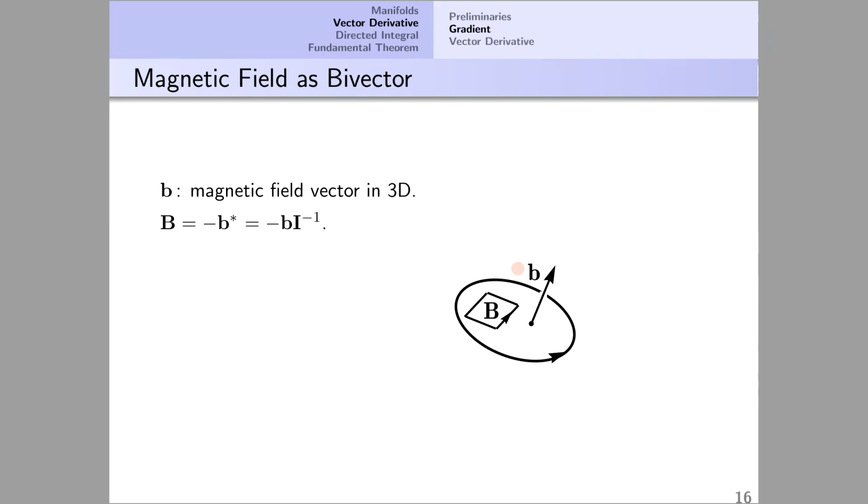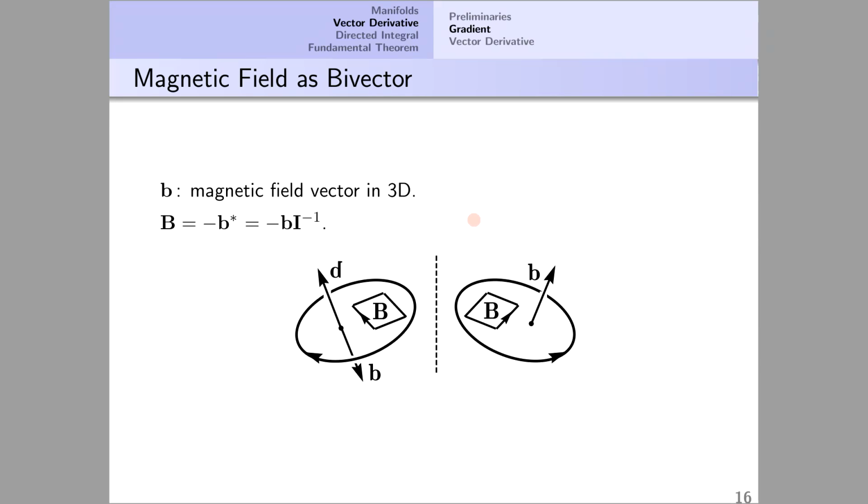The representation of the magnetic field in geometric calculus is a bivector, and I've indicated the bivector here. The area of this rectangle is equal to the length of this vector. The orientation of the bivector is given directly, geometrically. No human intervention required. The orientation is the same as the orientation of the current.